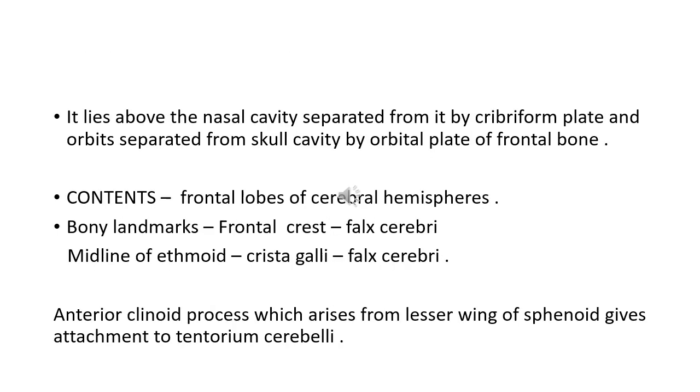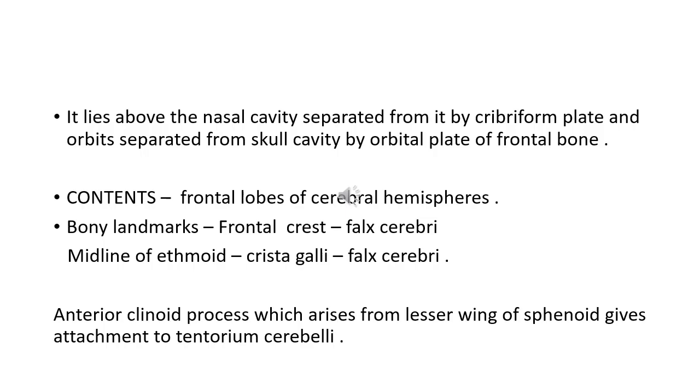So anterior cranial fossa lies over the nasal cavity and orbital cavity. It is separated from the nasal cavity by a bony plate, that is cribriform plate of ethmoid, and it is separated from the orbits by the orbital plate of the frontal bone. Now we come to the contents of the anterior cranial fossa.